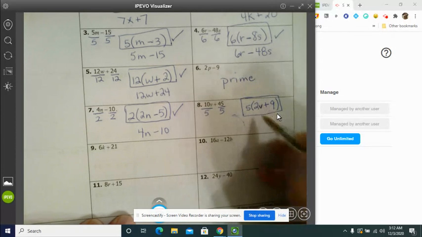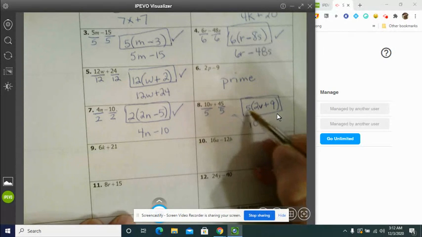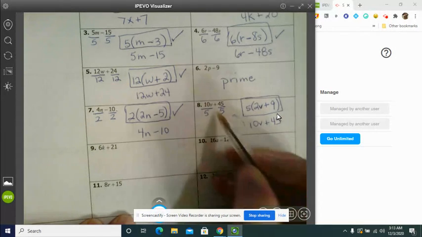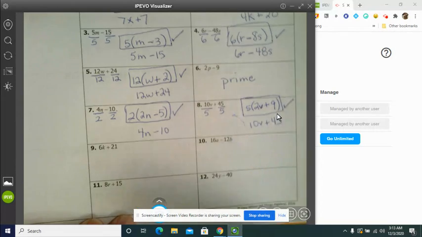5 times 2v is 10v. 5 times positive 9 is 45. That's what I started with. So my answer checks.